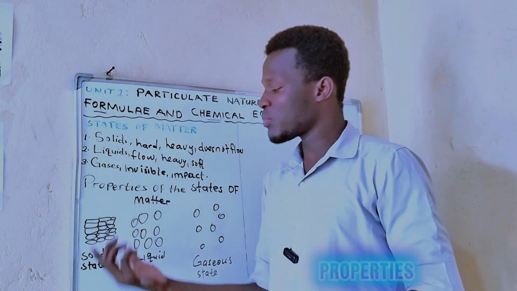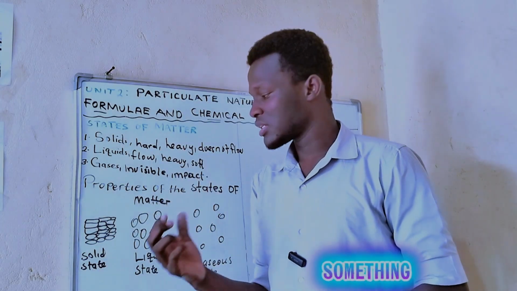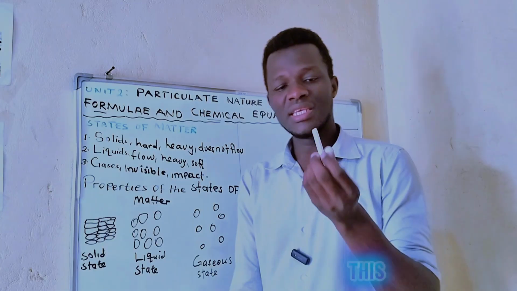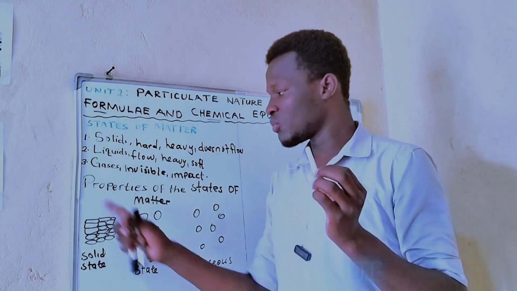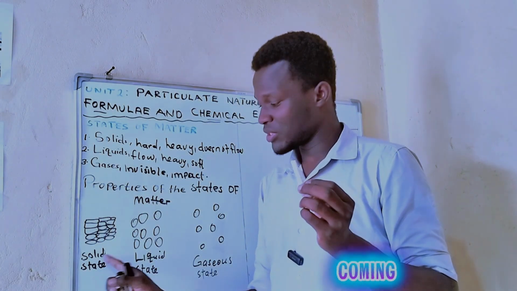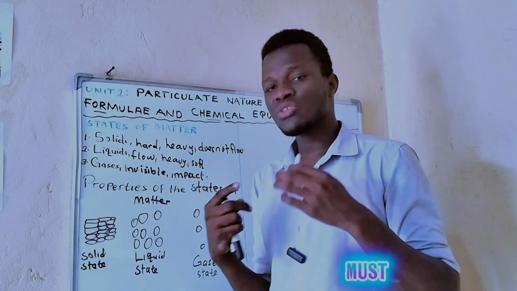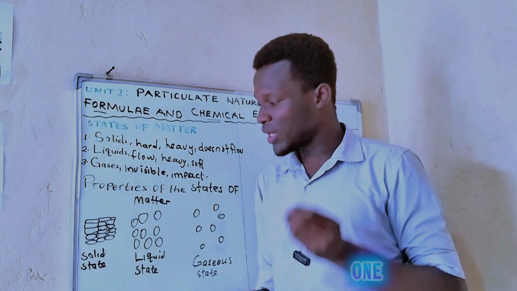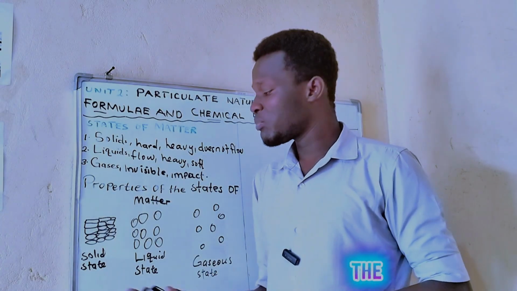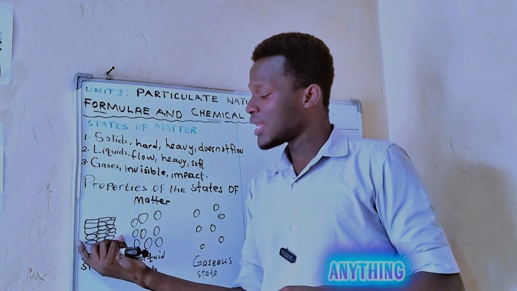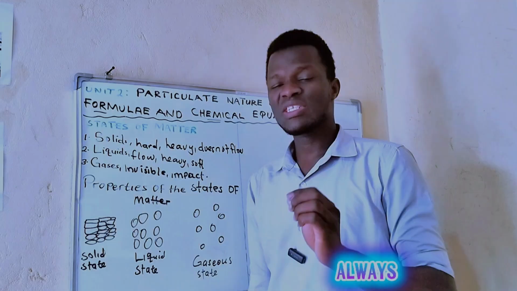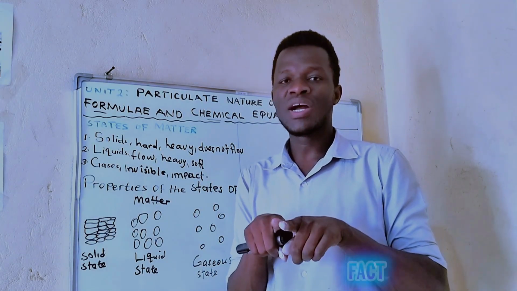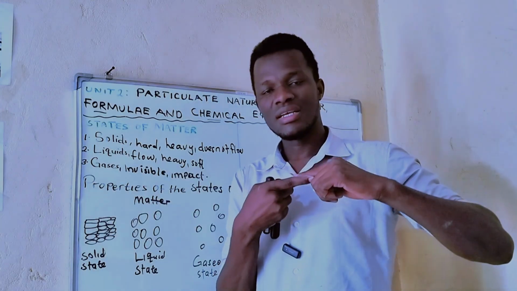When we talk about the properties, you have to know something. The particles, that is the main thing. Now, when you look at this, for something to qualify, one of the properties for solid, now I'm coming to something in a solid state, what must you see in that thing to qualify it to be a solid? Number one thing that you must see is that the particles of anything in a solid state is always packed, is always close to each other. As a matter of fact, they are sticky.